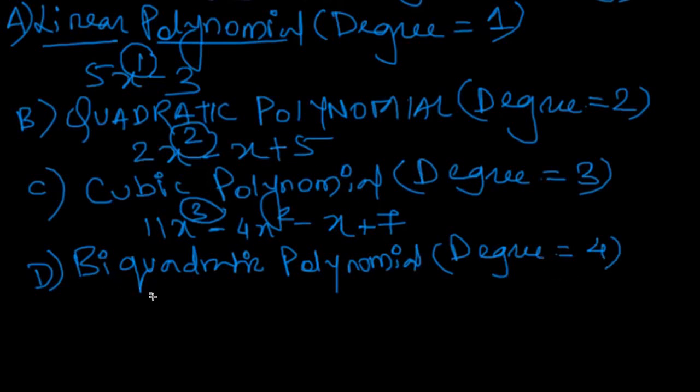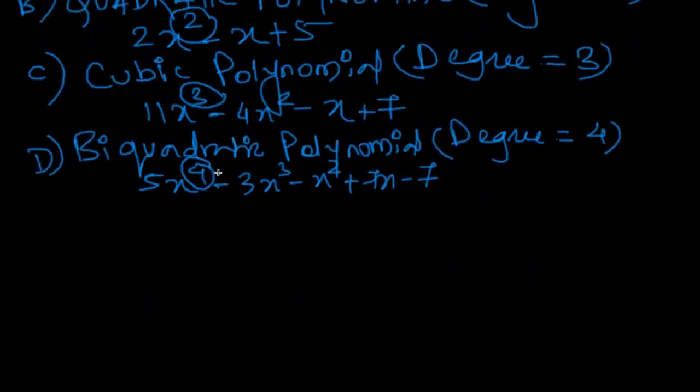We can also have an example for this: 5x raised to 4 minus 3x cube minus x square plus 7x minus 7. So whenever you have a biquadratic polynomial, the degree of the polynomial will be 4. Okay, so that's how the classification of polynomials is done based on their degrees: linear polynomial, quadratic polynomial, cubic polynomial, and biquadratic polynomial.